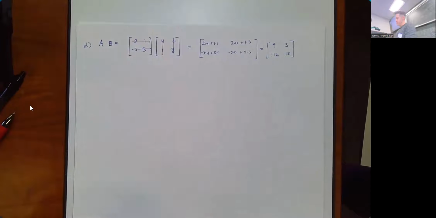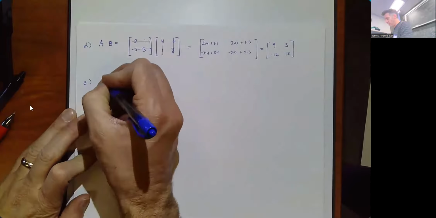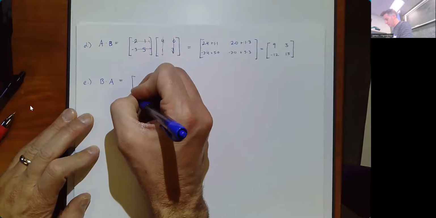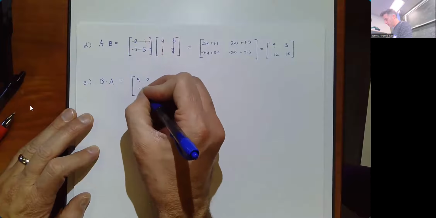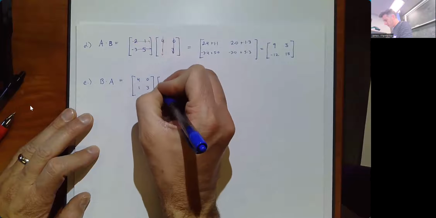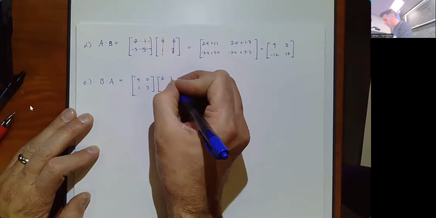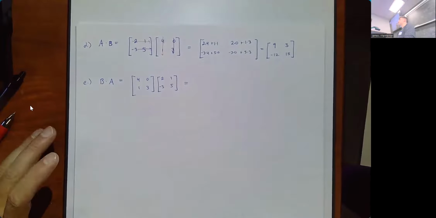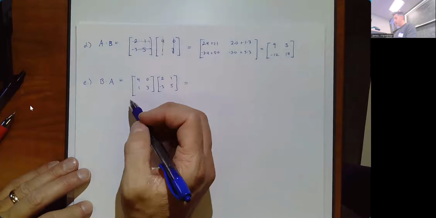Let's multiply the opposite order. B times A. So we have the matrix 4, 0, 1, 3. And I want you all to do this one on your own. You can write as much or as little as you want. I would encourage you to get good at multiplying or dotting that by that.